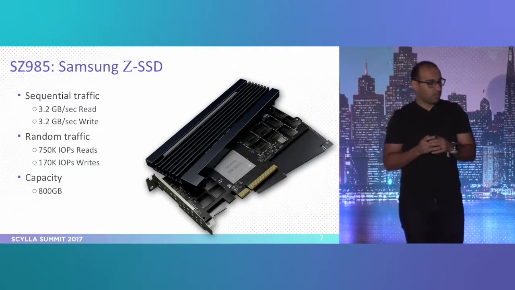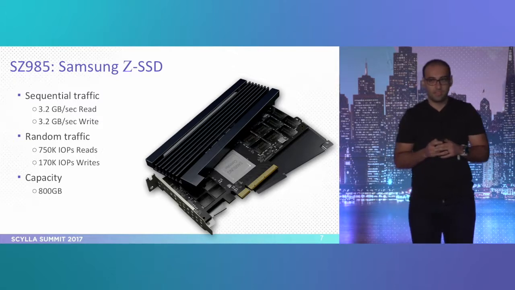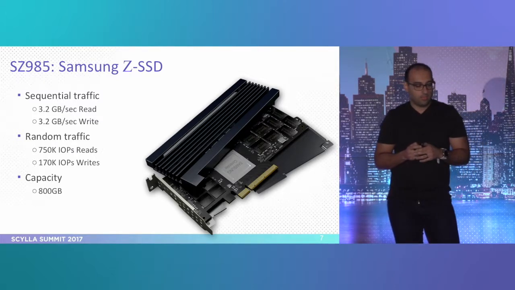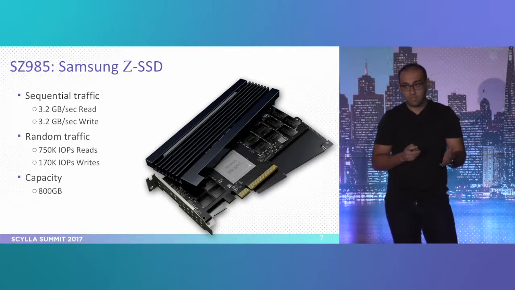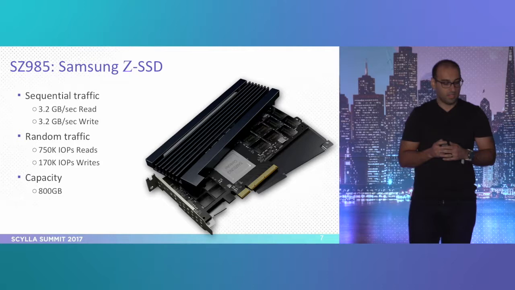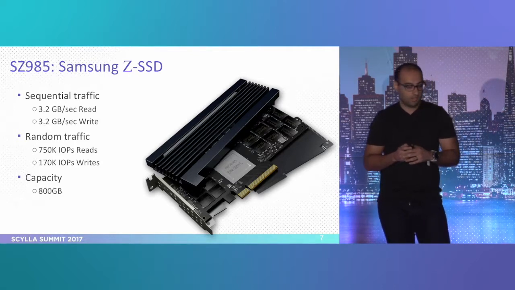This is the device that I'm talking about. The code name is SZ985. The sequential traffic that it provides is up to 3.2 gigabytes per second for read, and the same for write. In terms of random traffic, it provides up to 750K IOPS for reads and 170K IOPS for writes. The capacity of the drive that we use is actually 800 gigabytes.